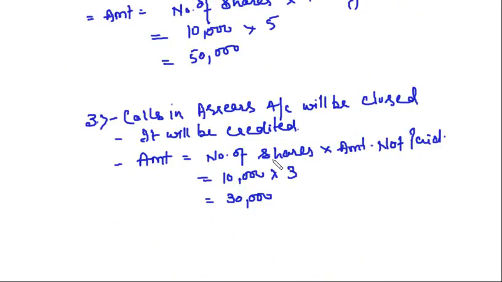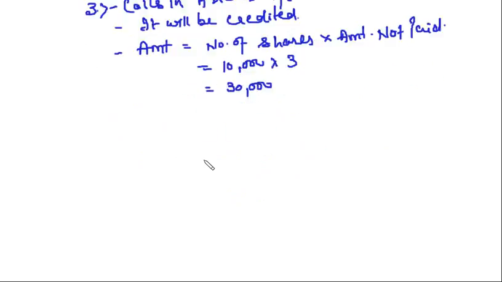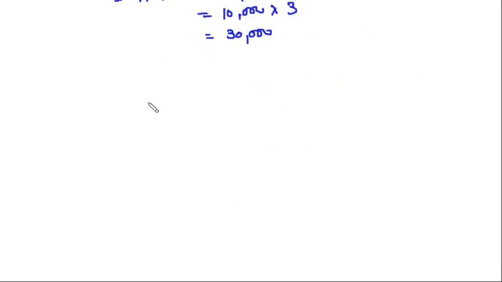Now what will happen if you are not opening the calls in arrears account? If you are not opening the calls in arrears account, then your pending calls will be there in the share first call account. In that case, you will close this account, right? Or calls in arrears, right? Now, what is our journal entry? Let us pass the journal entry for forfeiture.